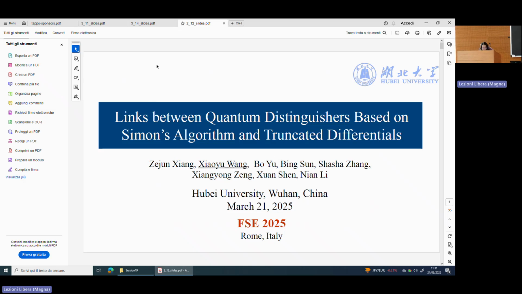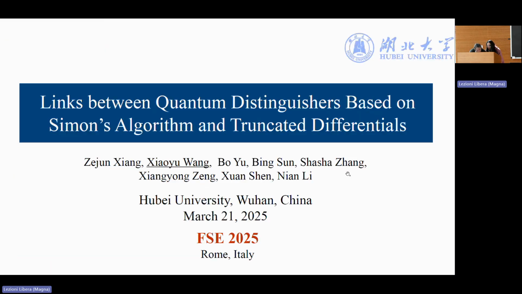Okay. So the last talk of this session and the last talk of this conference is about links between quantum distinguishers based on Feynman's algorithm and truncated differentials. The work by Zijun Shan, Shan Wang, Bo Yu, Bin Sun, Chasa Zhan, Shan Yong Zing, Shan Shen, and Yan Li. And the talk will be given by Xiao Yu Wan.